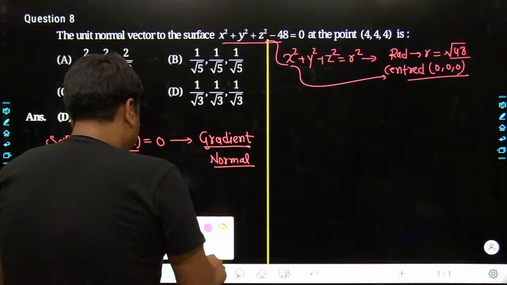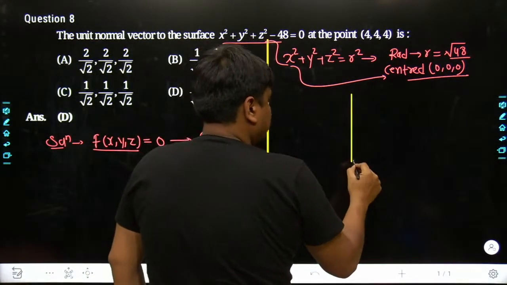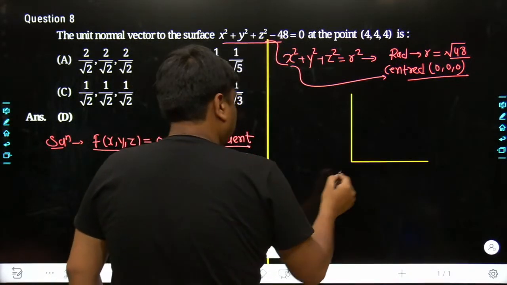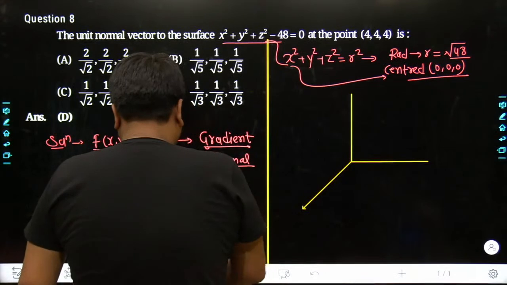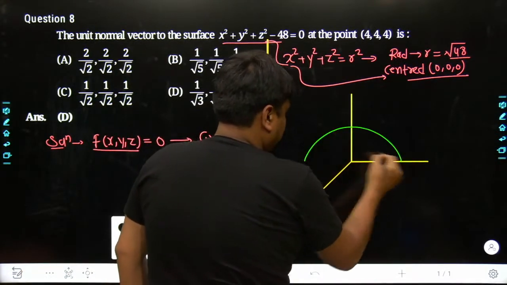If you precisely want to draw how the curve would look, let's take this as your z-axis, this as your y-axis, and this as your x-axis. So how would the spherical curve look? The spherical curve would look something like this.